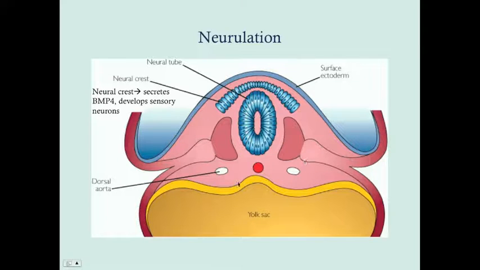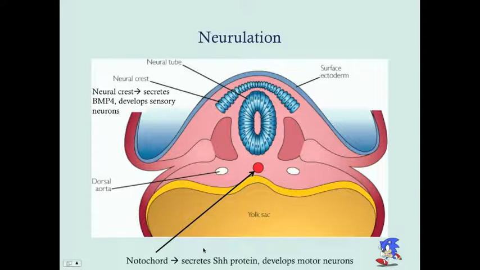Likewise, this notochord down here, which is red, secretes a protein called Sonic Hedgehog protein. It actually got its name from the character Sonic the Hedgehog, which is a really fun Sega video game when I was little. But that is going to help the neural crest develop motor neurons. And so that's why our motor neurons are anteriorly located. And so this is why we get this axial difference in the spinal cord.